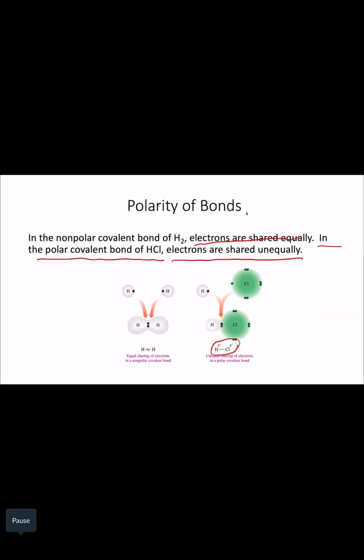But chlorine is going to be more electronegative and it's going to pull the electrons in that direction, causing what we call an electron-deficient atom, or electron-deficient element. We'll talk about how that actually affects things. That is very important in our chemistry.